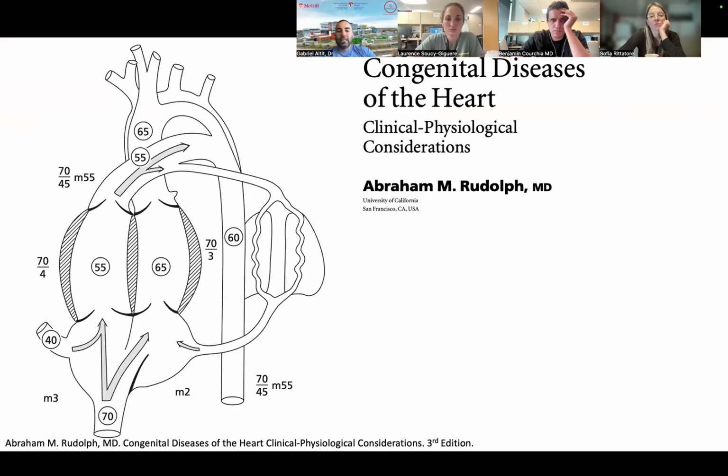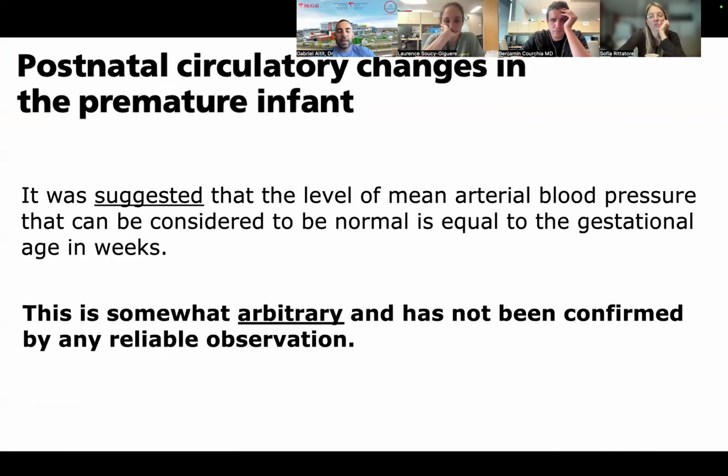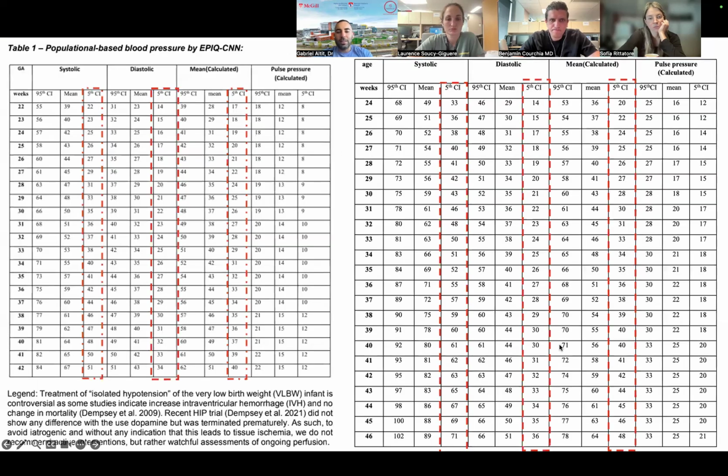We spoke about this textbook at the beginning of the year. Dr. Rudolph is a fantastic physiologist. I think he's like the father of understanding physiology. Basically what he said is that it was suggested that the level of mean arterial blood pressure that can be considered normal is equal to the GA in weeks. This is somewhat arbitrary and has not been confirmed in any reliable observation. I think that's quite important to remember when you're seeing these babies and you're being called for low numbers.